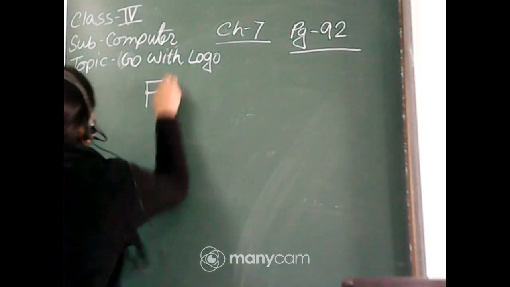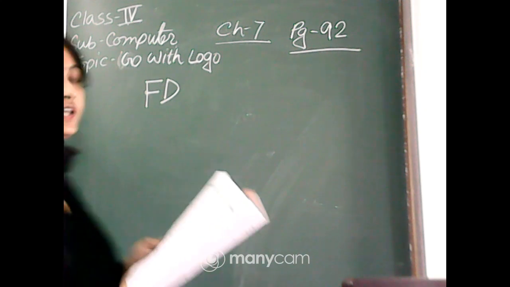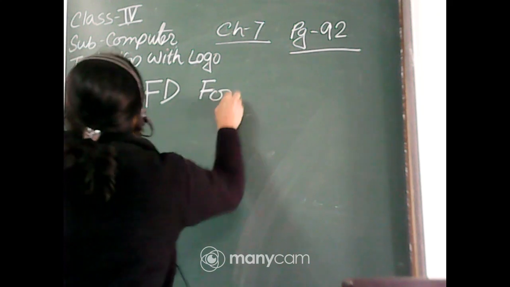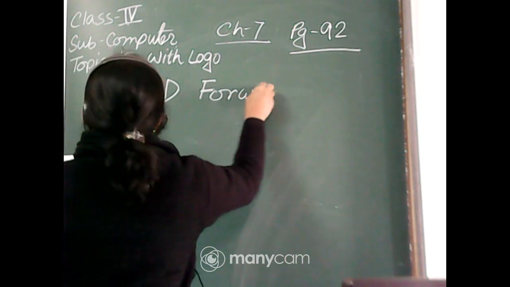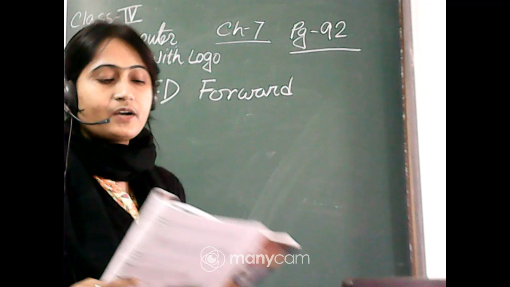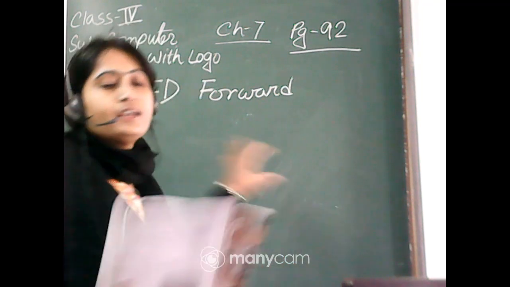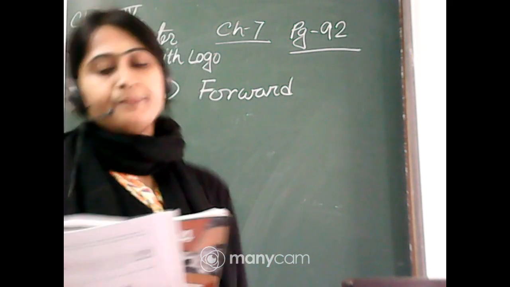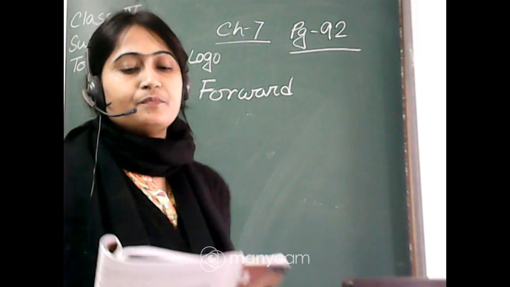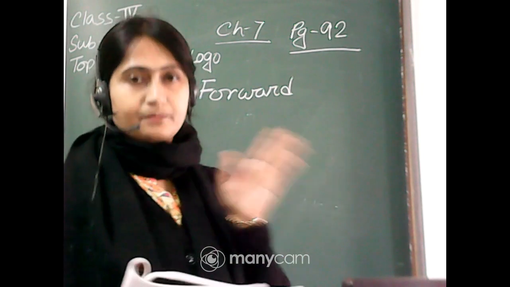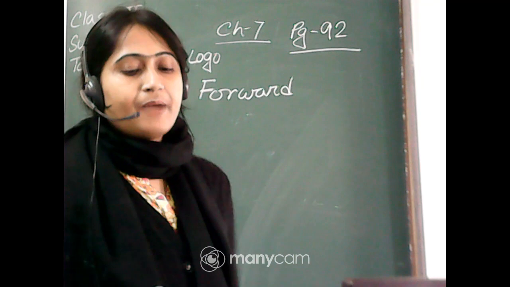Primitives. The first primitive is FD. FD is a command, and its full form is forward. It's given in a chart in your book. You will learn all of these, because when you write a program you need these primitives and commands. What is the function of FD? The FD command moves the turtle forward by a given number of steps.